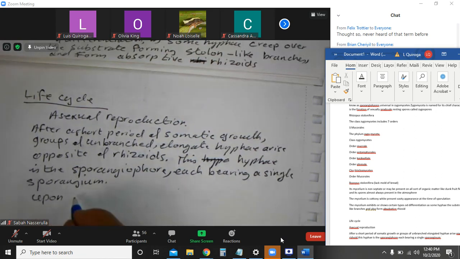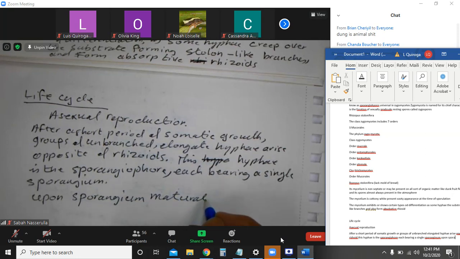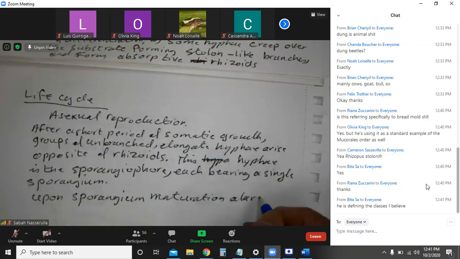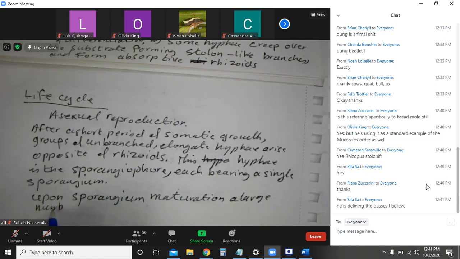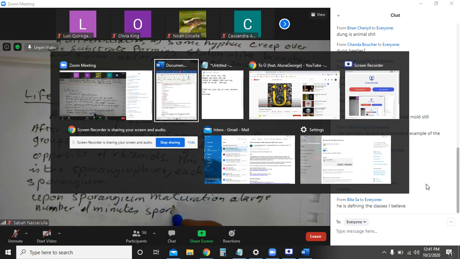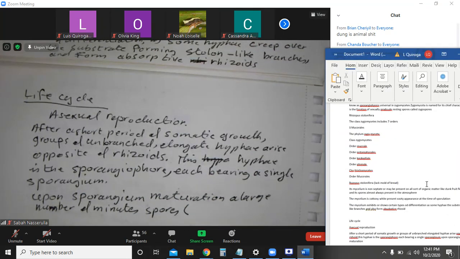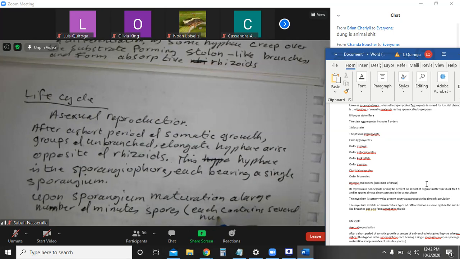Now, upon sporangium maturation, a large number of minute spores form, and each one contains what we call several nuclei.